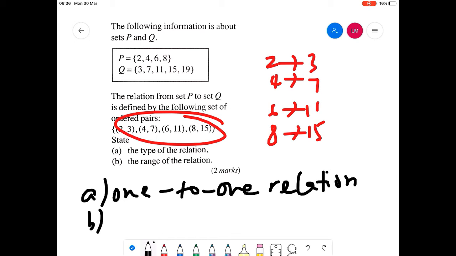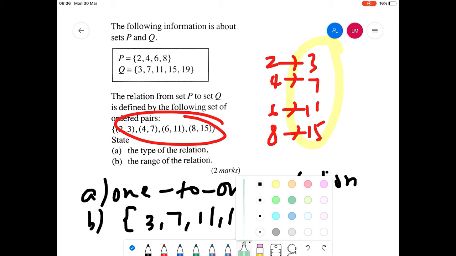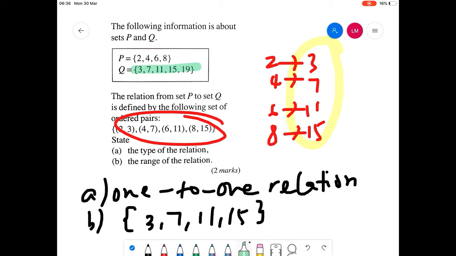The range is actually from here. But the codomain will be different. So the range, in set notation, is 3, 7, 11, 15. If you are asking for the codomain, your answer will be all Q. All the images will be in Q, but 19 is not in the images. So the range must be an image. You must have an object, so 19 is not counted.